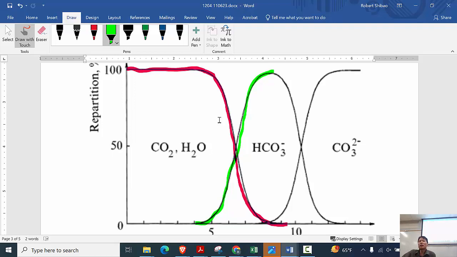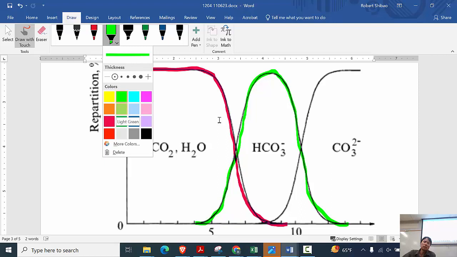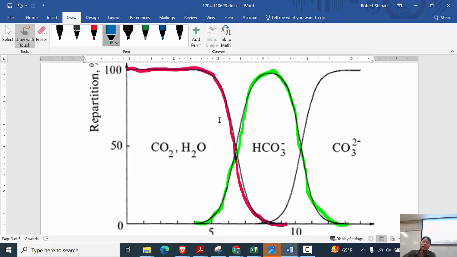And the bicarbonate is going to be the dominant species between, let's say, 6 and 10 or so. But as the pH continues to rise, the bicarbonate will start to decrease once again and go down to 0. And what's going to take bicarbonate's place? Carbonate. And so carbonate will start to rise here. At high pHs, we expect only carbonate. At low pHs, we expect carbonic acid. And at intermediate pHs, we expect bicarbonate.